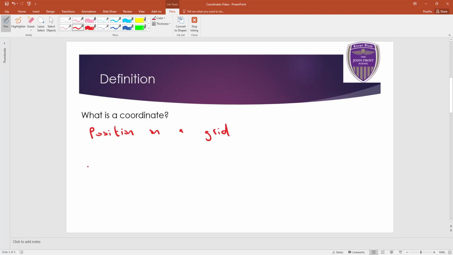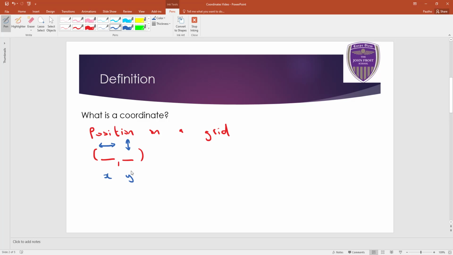And coordinates are written like this. You have two numbers inside a bracket, so something comma something. The first number is called the x coordinate, and that tells you horizontal movement, left or right, and how many squares. The second coordinate is called the y coordinate, which tells you vertical movement, up or down. Probably best to show you with examples.